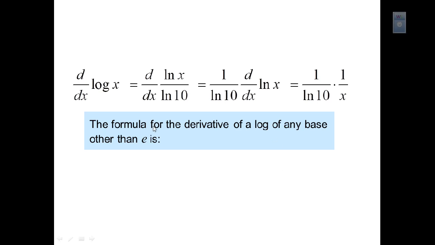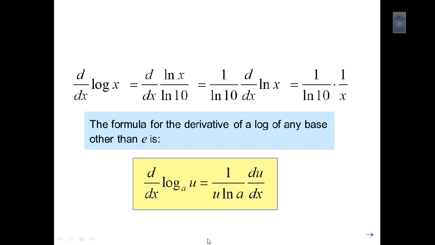All right, so the formula for the derivative of the log of any base other than e, in other words, any log that's not a natural log, is this thing right here. The derivative with respect to x of log base a of u is 1 over u times the natural log of a, the base, times du dx. And you could also put u prime up here and knock off the du dx.